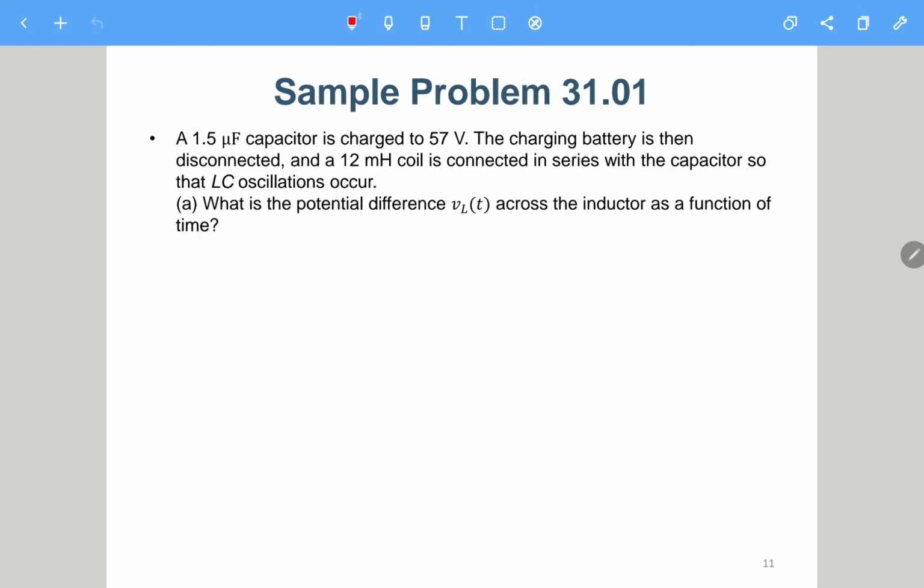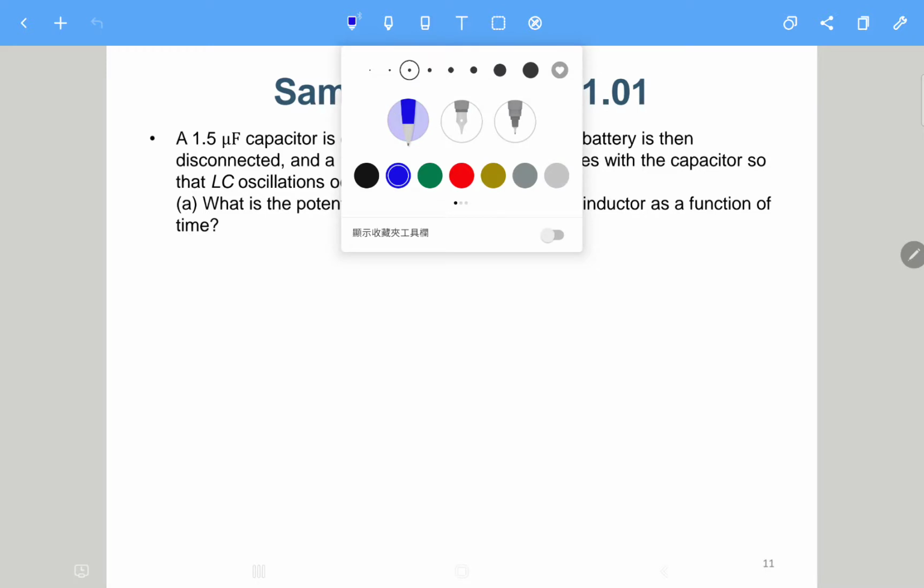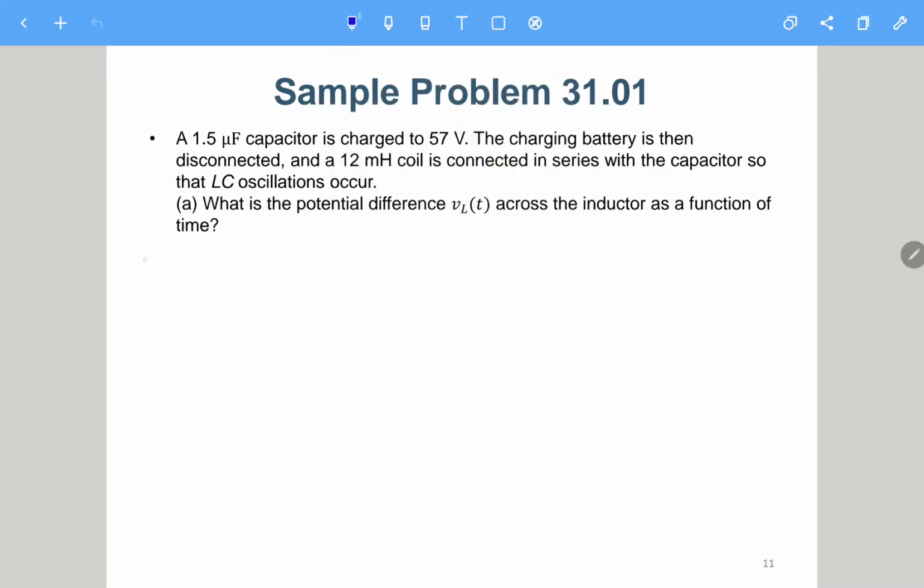First of all, we have the second order ODE, d2q/dt2 plus 1 over LC q equals 0. Then we can get q equals capital Q cosine omega t. Here we don't really care about the phase, so let's just assume it to be 0 for simplicity.